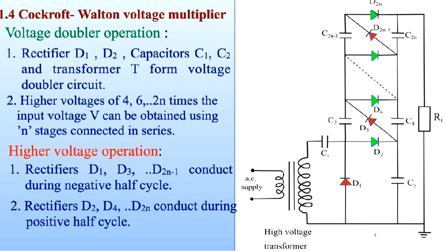But the voltage across any individual capacitor or rectifier is only 2V max. So the voltage across C4 only will be 2V max. So how do we measure this V max? This particular voltage is measured with respect to ground or with respect to the earth terminal.